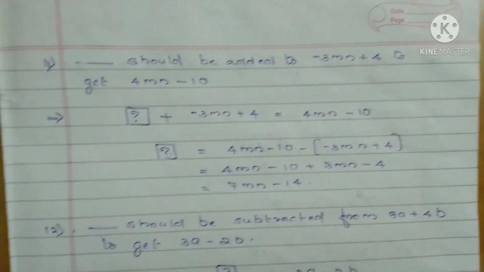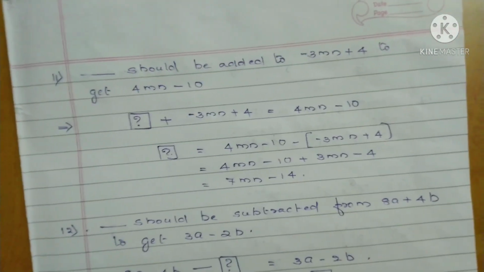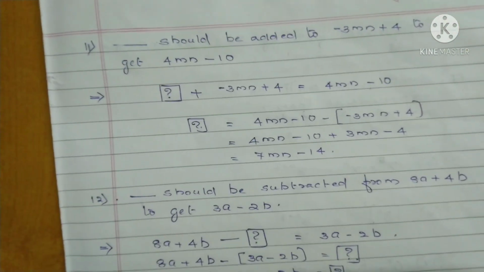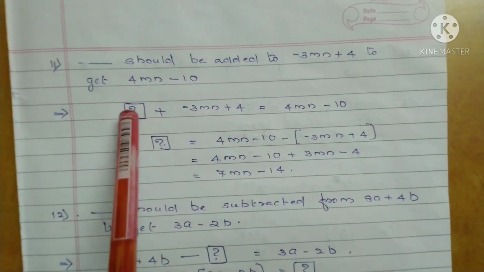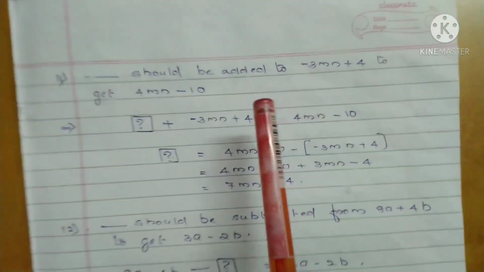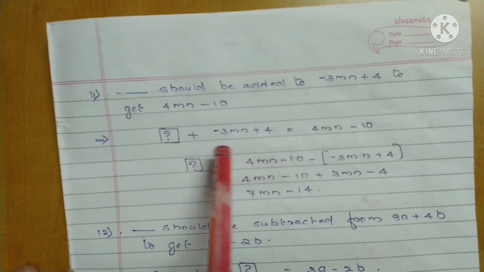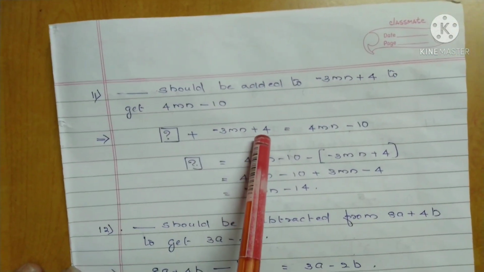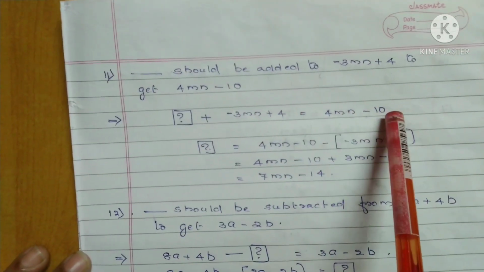What should be added to -3mn + 4 to get 4mn - 10? So that question mark, we don't know what should be added. That is the question: what should be added to -3mn + 4 to get 4mn - 10?